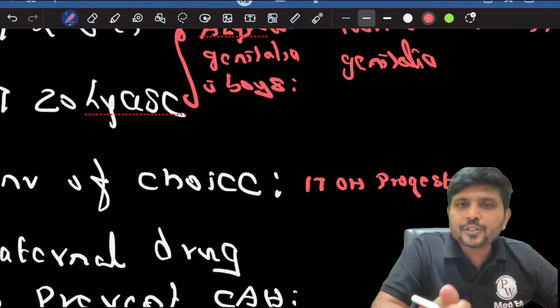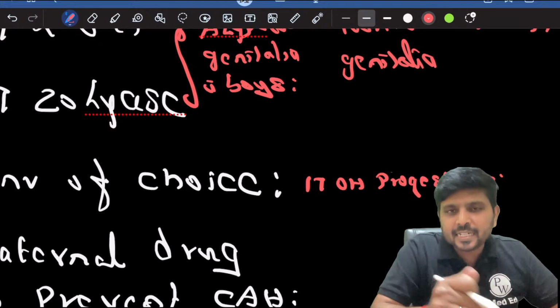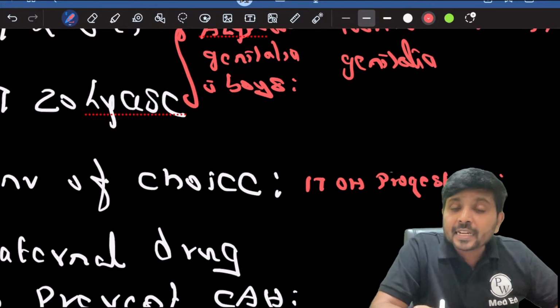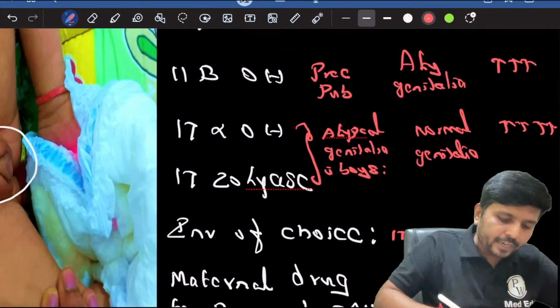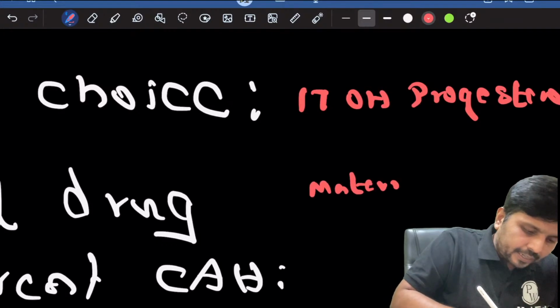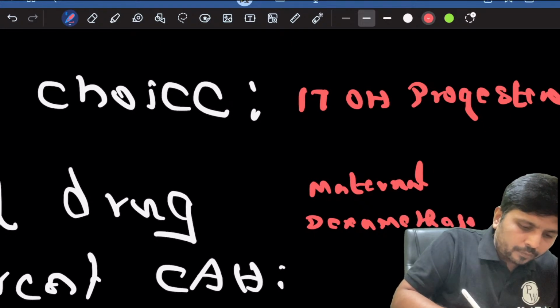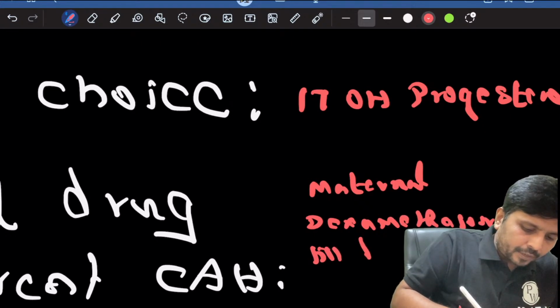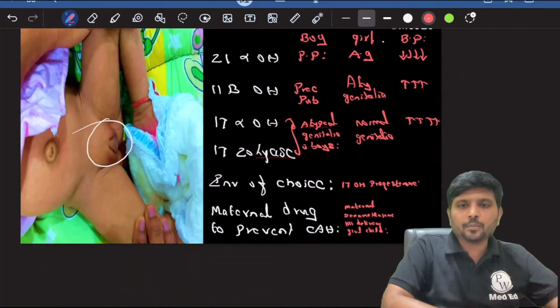If the mother tells you a history that one child, the previous child, had been affected, and now she has conceived, how do you prevent virilization of that female fetus that is growing inside? Simple, you need to give maternal dexamethasone. Dexamethasone till delivery, if it is a girl child. That's all. These 5 points are more than enough.